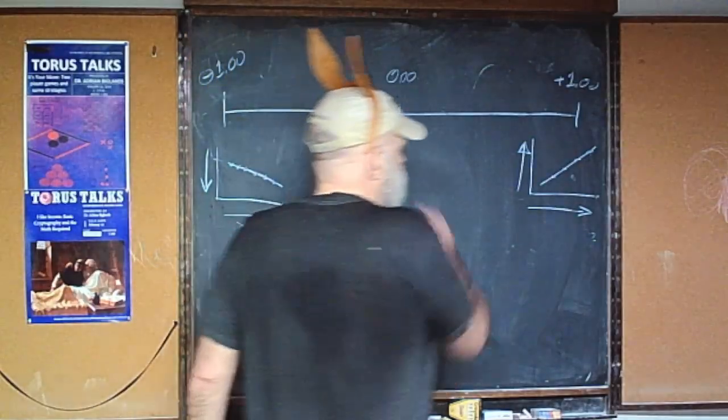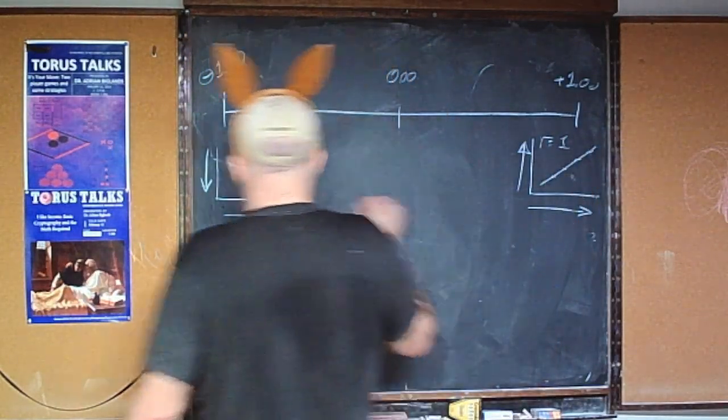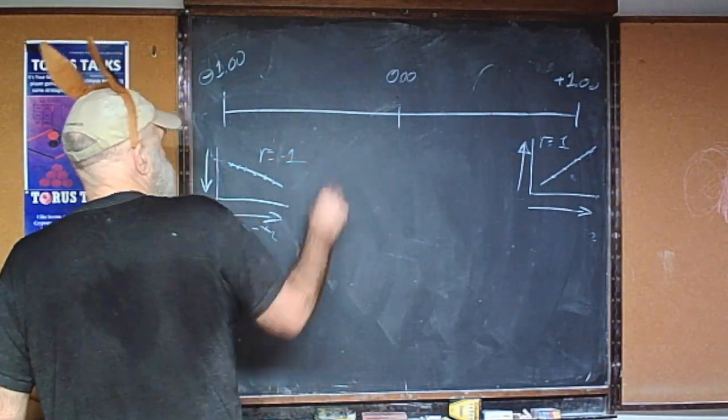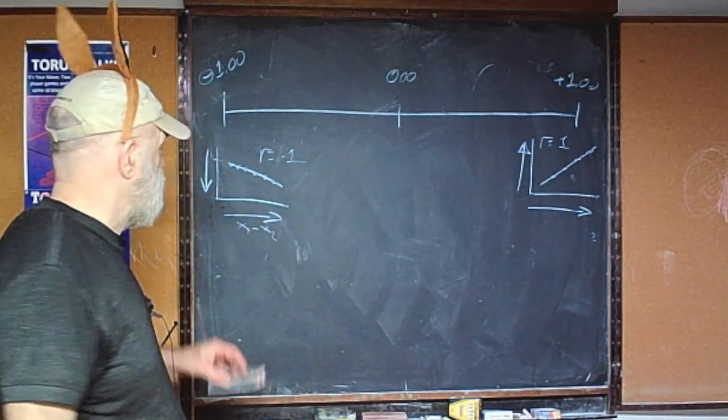Okay, so that was r is equal to 0. This is r is equal to plus 1. This was r is equal to negative 1. Anyway, these are the edge conditions. Let's talk about the real things we want to worry about.